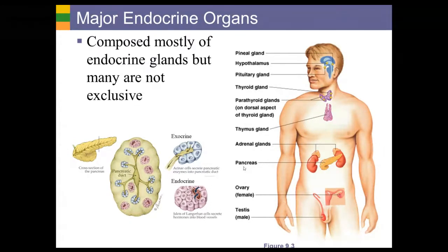However, because they're also involved in reproduction, they're also part of the reproductive system. The pancreas, which we already talked about, is part of both the digestive system as well as the endocrine system, because in addition to producing some very important hormones, it also produces bicarbonate and digestive enzymes. So many of these glands are not exclusive to the endocrine system. They also have other functions and are in other organ systems. So just keep that in mind.